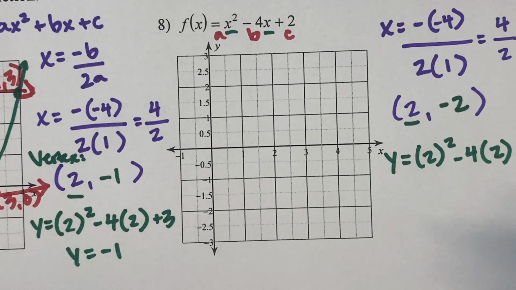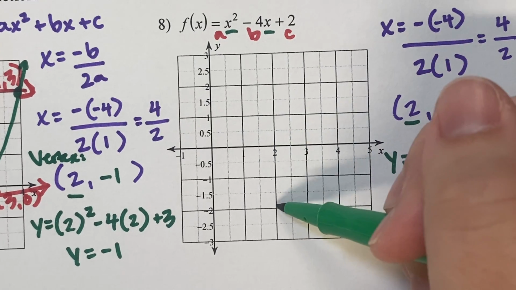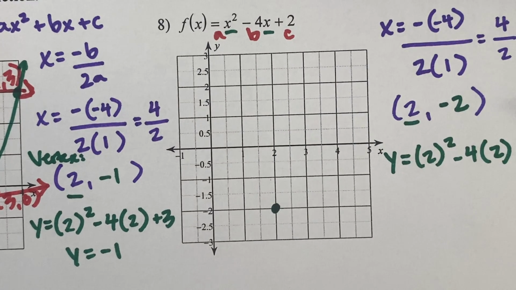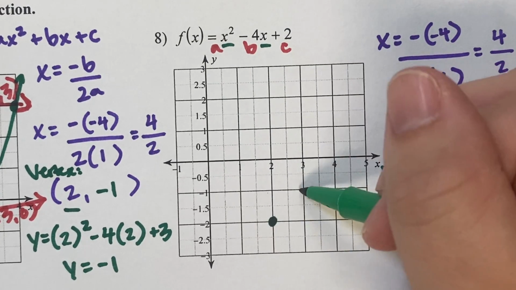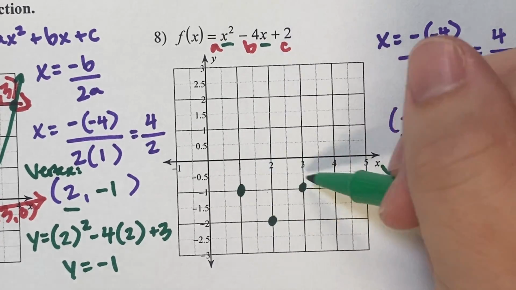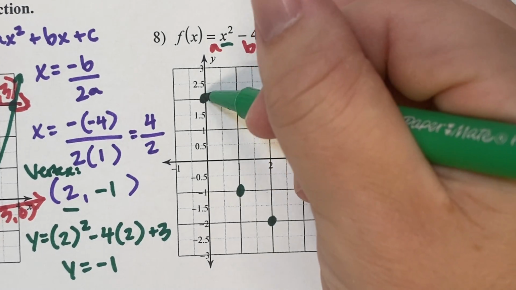So my vertex for this one is 2, negative 2. Find positive 2, then go down to negative 2. Our a is positive 1, so just use our trick again: up 1 over 1, up 1 over 1, up 1, 2, 3 over 1, up 1, 2, 3 over 1.